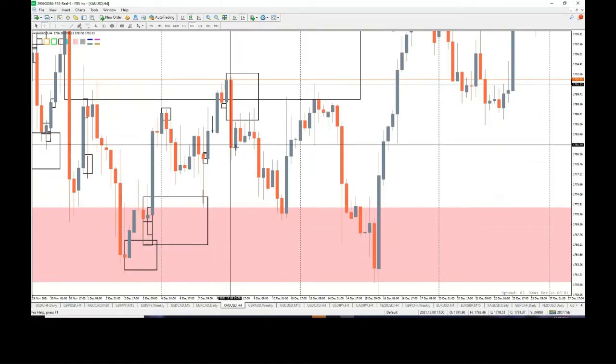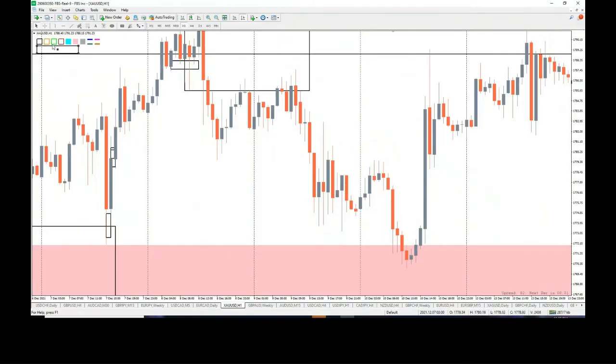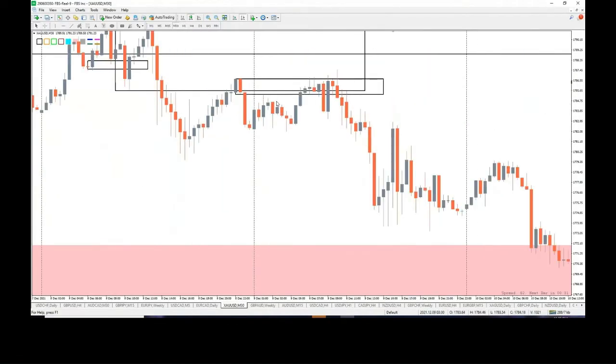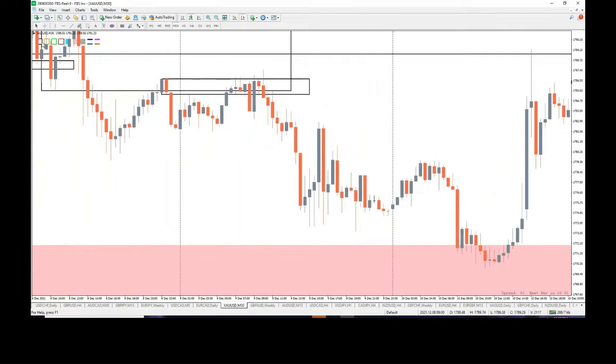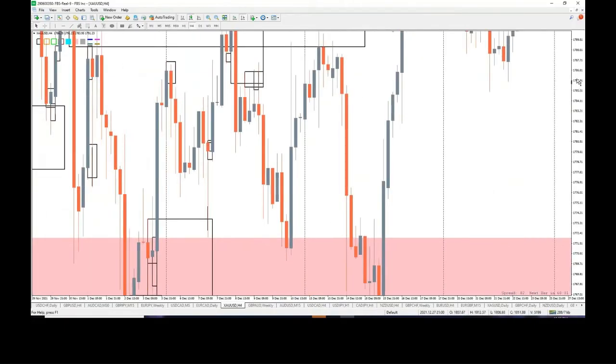When the price comes to the H4 zone, what do we do? We have to wait for H1 or M30 to make an engulfing. So this is the H1 zone. What do we do? We have to wait for M30 or M15 to make an engulfing sell. So this is your re-entry. You have to sell until the next H4.